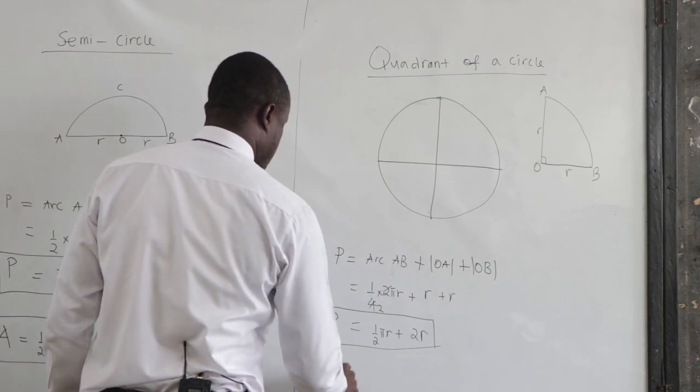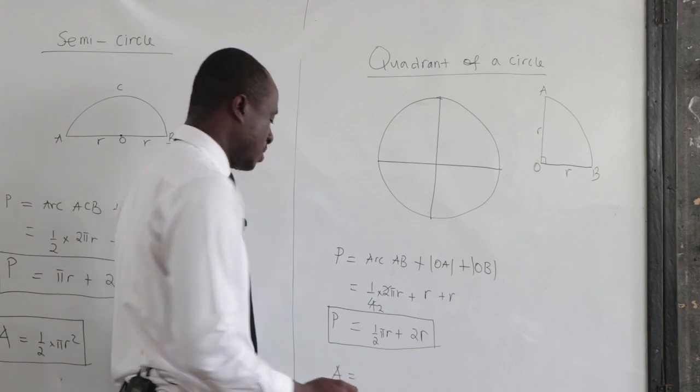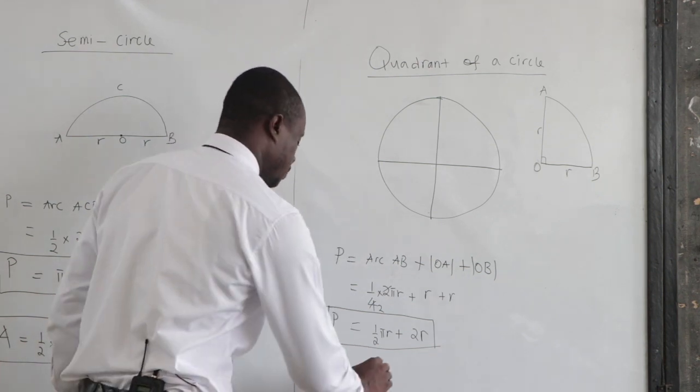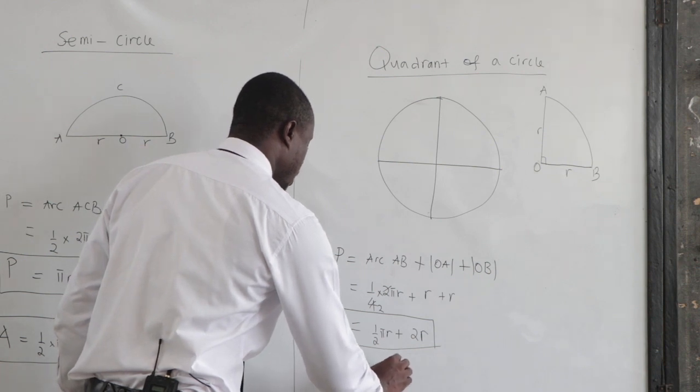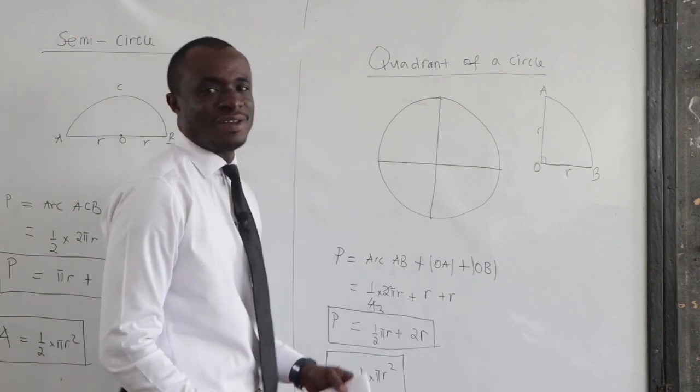Now, what is the area of a quadrant of a circle? It has been taken from a full circle, and it has been divided into 4. So that is 1 over 4 pi r squared. That is the area of a quadrant of a circle.